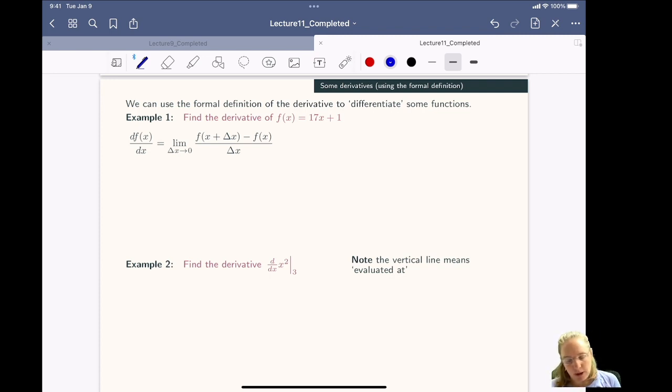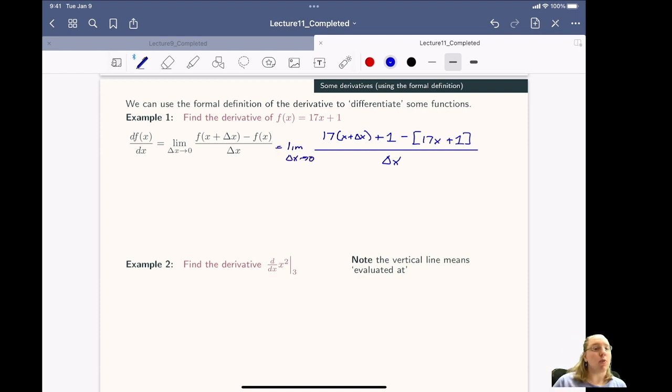Well, first we need to plug in f of x plus delta x. This means that everywhere you see an x in your equation, you're going to put an x plus delta x in there. It's very important to use parentheses so that you don't forget what you have to distribute here. And then you have plus 1. And then you're going to subtract the whole function evaluated at x. So you have 17x plus 1. And then you're going to divide this by delta x and take the limit as delta x goes to 0.